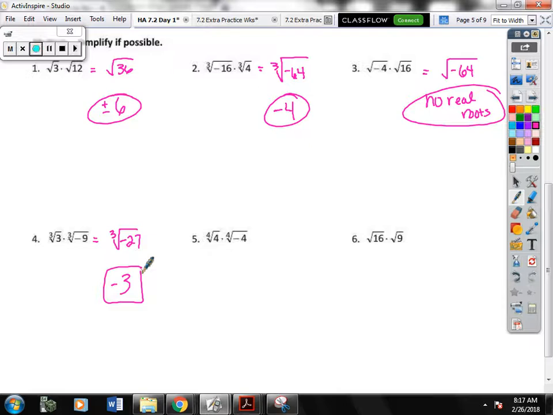For number 5, same thing, we have matching indexes, we multiply those and we get the fourth root of negative 16. What would the fourth root of negative 16 be? Sam? No real roots.